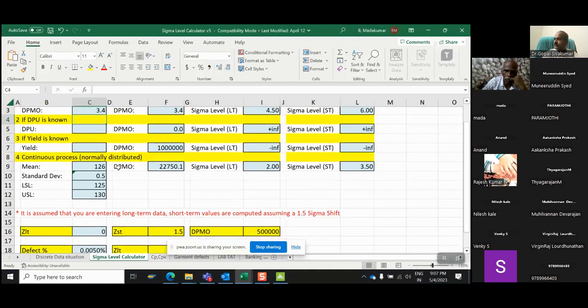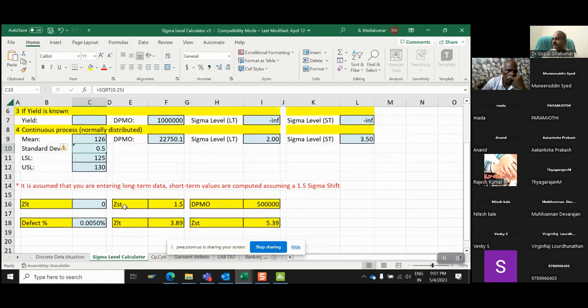The dimension of a part should be between 125 and 130. That means USL is 130, LSL is 125. That is given. Now the process average is 126. Variance is 0.25. How will you convert variance into standard deviation? By taking the square root. All of you, can you see? So what is the ZST? ZST is 3.5. ZLT is 2.